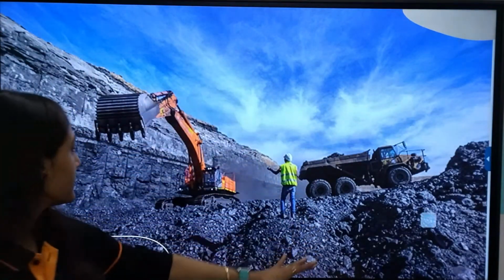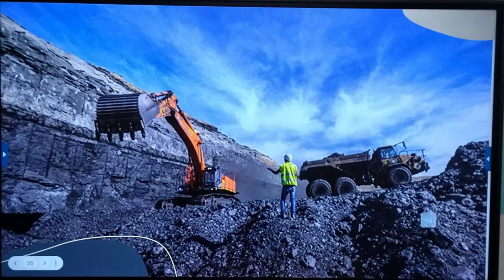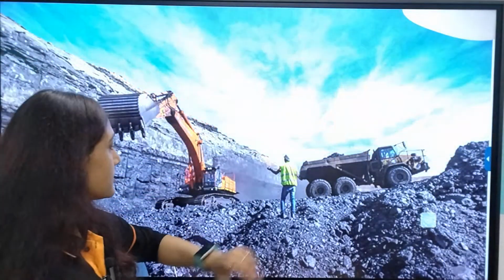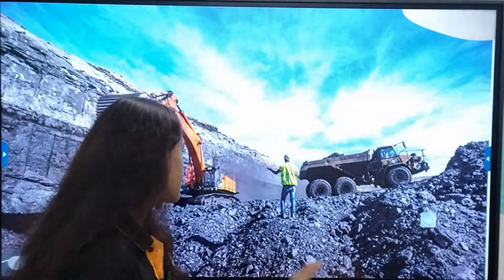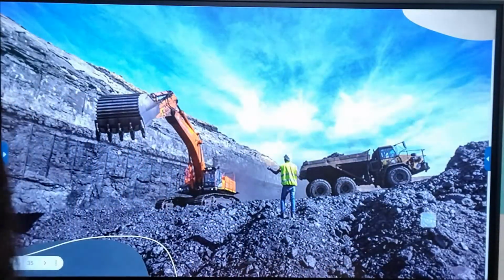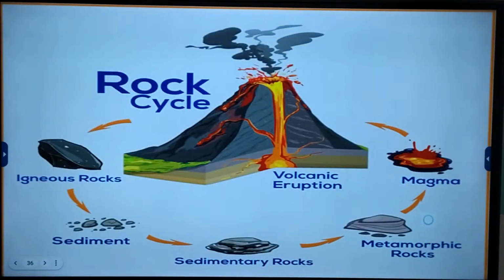See, this is a coal mining area shown in the film itself. So from this you can remember, in Jharkhand, even in West Bengal, the Asansol area is the coal mining area from where coal is extracted. Okay. So this is a rock cycle.